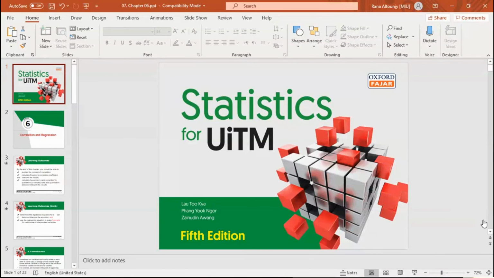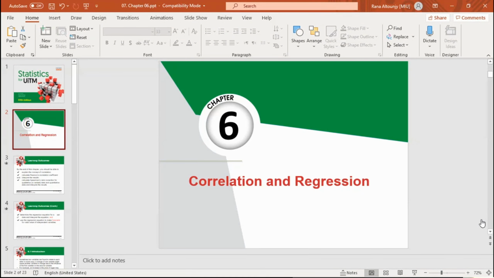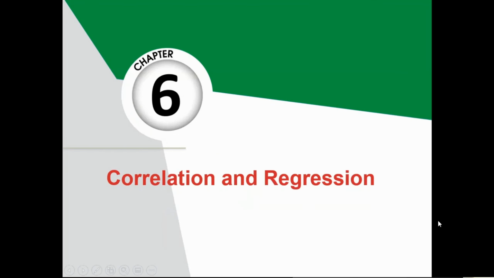Okay, today our topic is correlation and regression. Today we're going to explain what correlation means and what we mean when we say that two variables are correlated to each other.